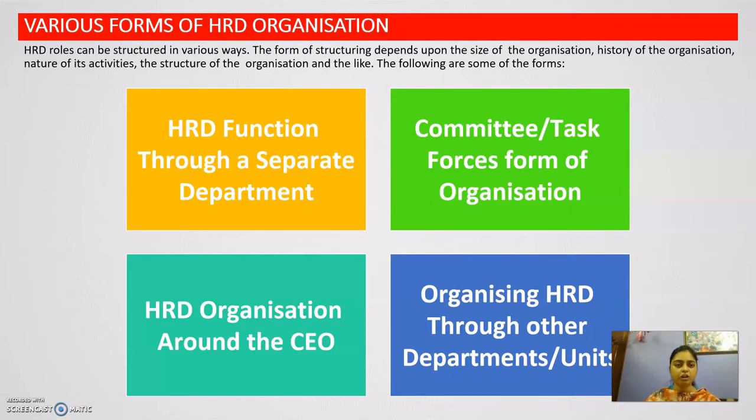Now, various forms of HRD organization. When we talk about human resource development roles, they can be structured in various ways. The form of structuring depends upon the size of the organization, history of the organization, nature of its activities, structure of the organization, etc. So, these are some of the forms of human resource development organization. Human resource development function as a separate department, in which a group of persons may be assigned human resource development roles and created as a separate unit or department. The department could be a part of personnel development or an independent entity with some linkages with the personnel department.